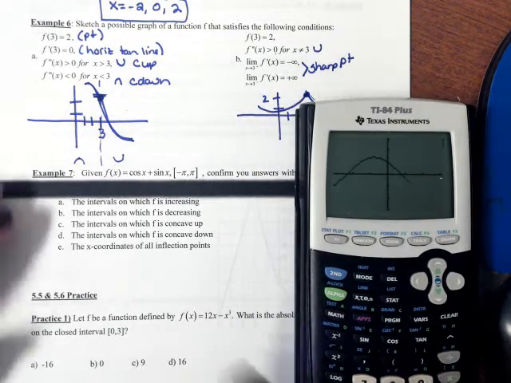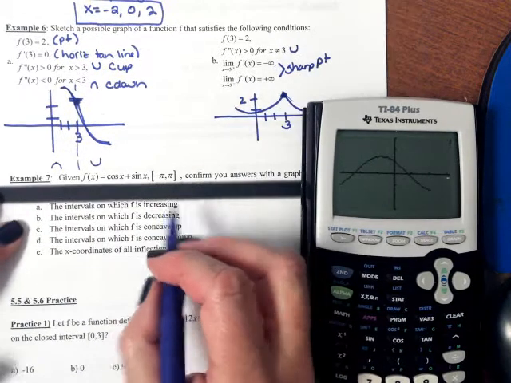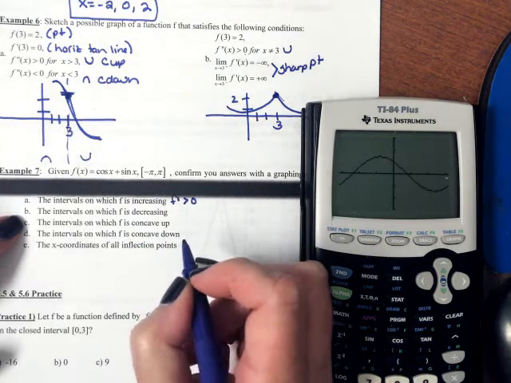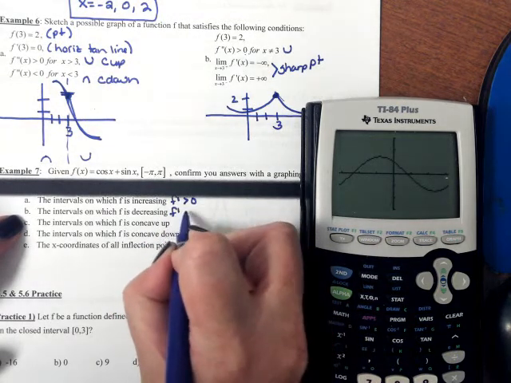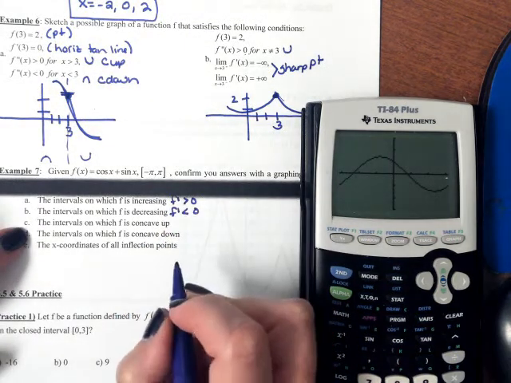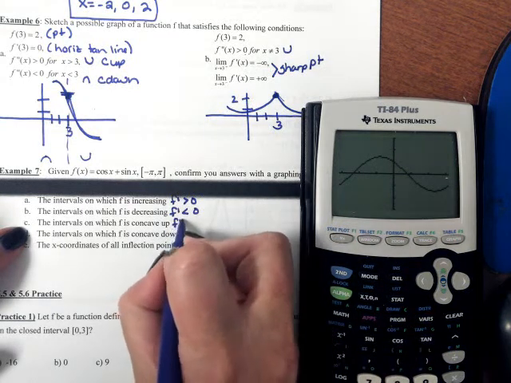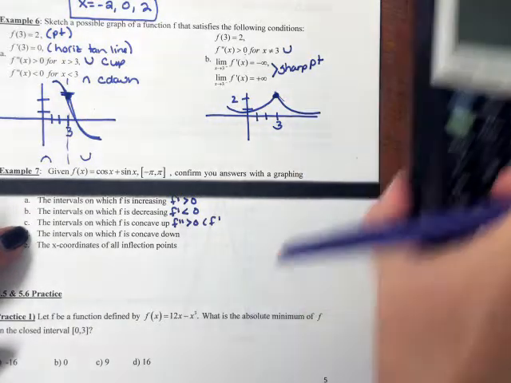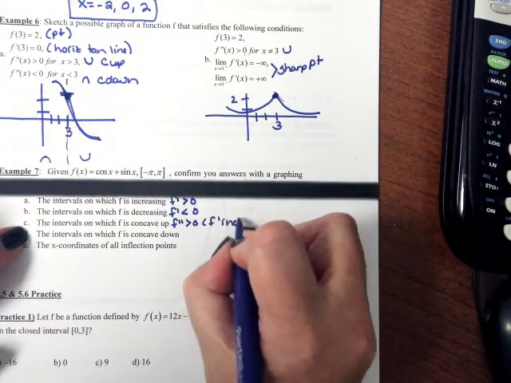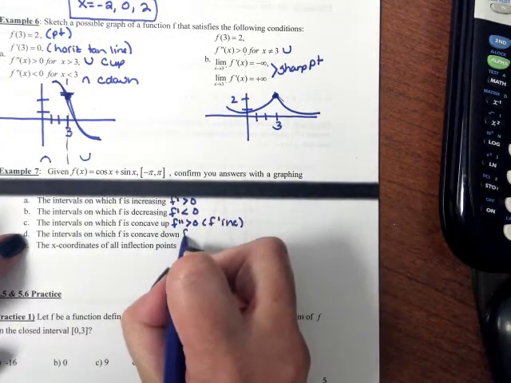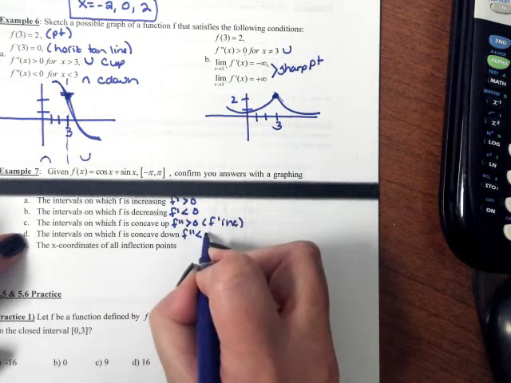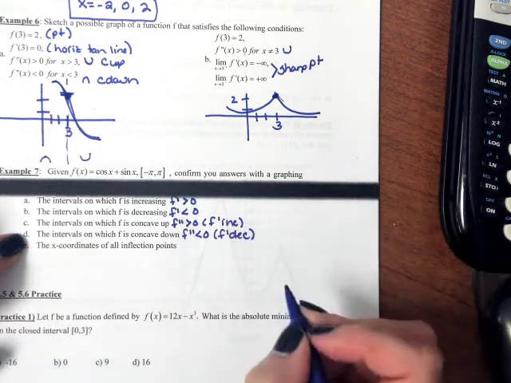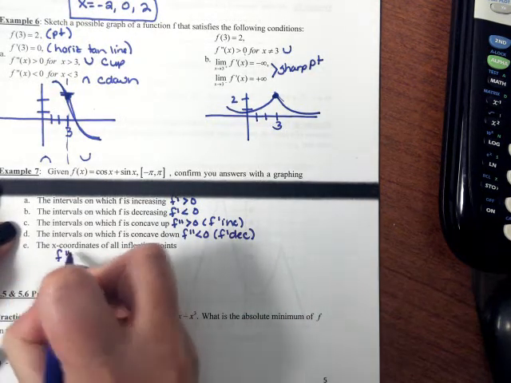While my calculator is doing this, remember when I look at finding where f is increasing, I'm looking to see where f prime is greater than 0. Where it's decreasing, f prime is less than 0. Where it's concave up, that's where my second derivative is greater than 0, or where f prime is increasing. Intervals where I'm concave down, it's where f double prime is less than 0, and again, this is where my f prime is decreasing. This is where my f double prime changes signs.